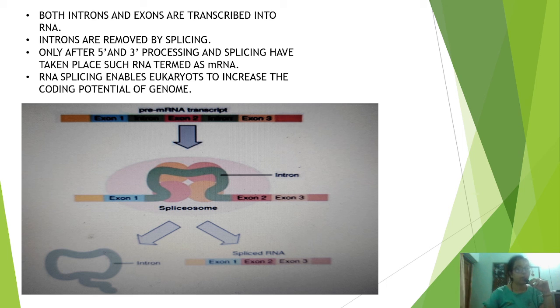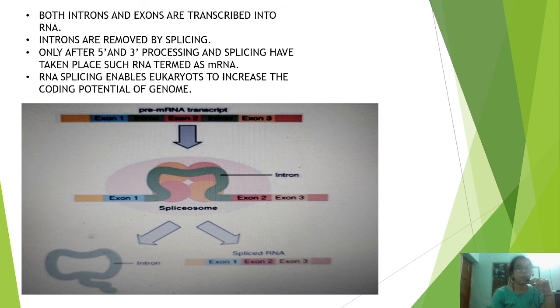This is very important to note down, because sometimes in exams it is asked to arrange the sequence of which modification takes place first. First is capping, then polyadenylation, then the splicing technique. And remember that capping takes place co-transcriptionally, that is, along with transcription the capping process takes place.